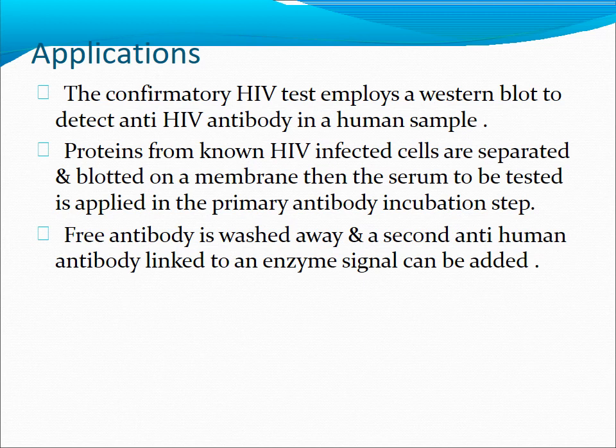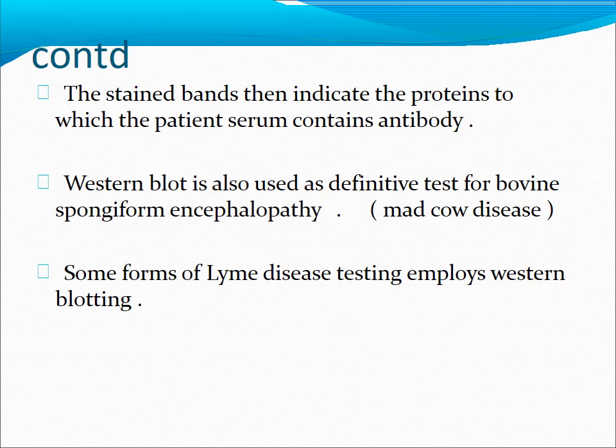What are the applications? First, the confirmatory HIV test employs a Western blot to detect anti-HIV antibody in a human sample. Now, proteins from non-HIV infected cells are separated and blotted on a membrane. Then the serum to be tested is applied in a primary antibody incubation step. Now, free antibody is washed away, and a second anti-human antibody linked to an enzyme signal can be added. Bands indicate the protein to which the patient's serum contains antibody.